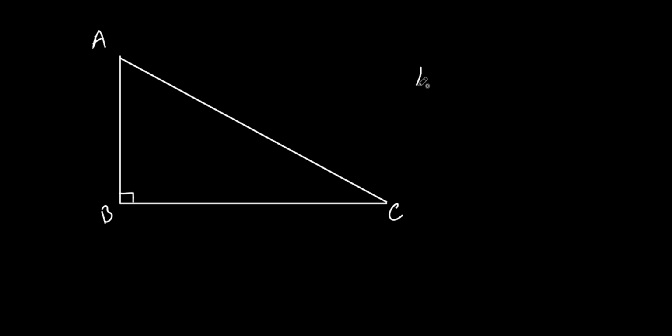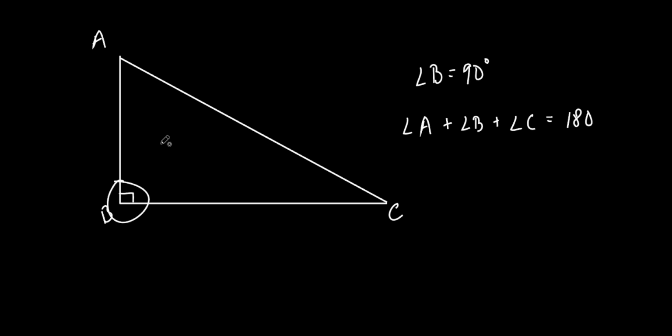So what do I know about angle B? It's 90 degrees. Correct? Now watch this. What do I know about angle A plus angle B plus angle C? What do they all add up to be? 180. I know this is a right angle because I drew a right triangle, correct? So what can I do here? I can replace that angle B with what? A 90, that's right. Because angle B is 90 degrees, I just replace that.